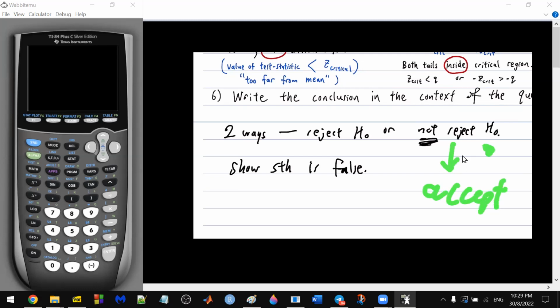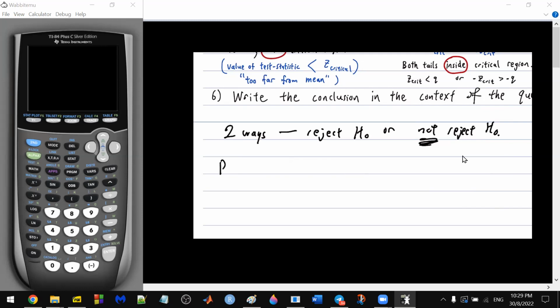Ooh, this may be biased. Not rejecting something, is it the same as accepting it? No, not exactly. It could be that you're still doubtful about it, you're still suspicious of it, but you just fail to gather enough evidence to show that thing is false.